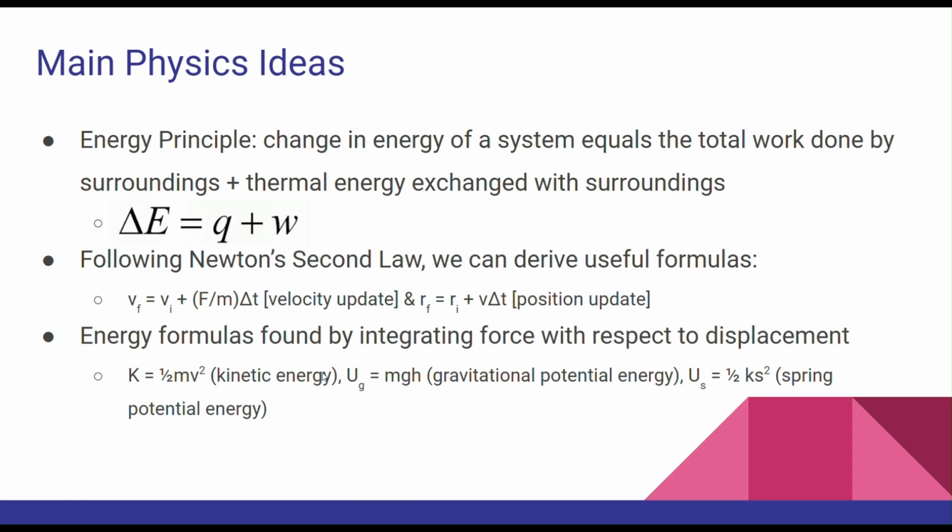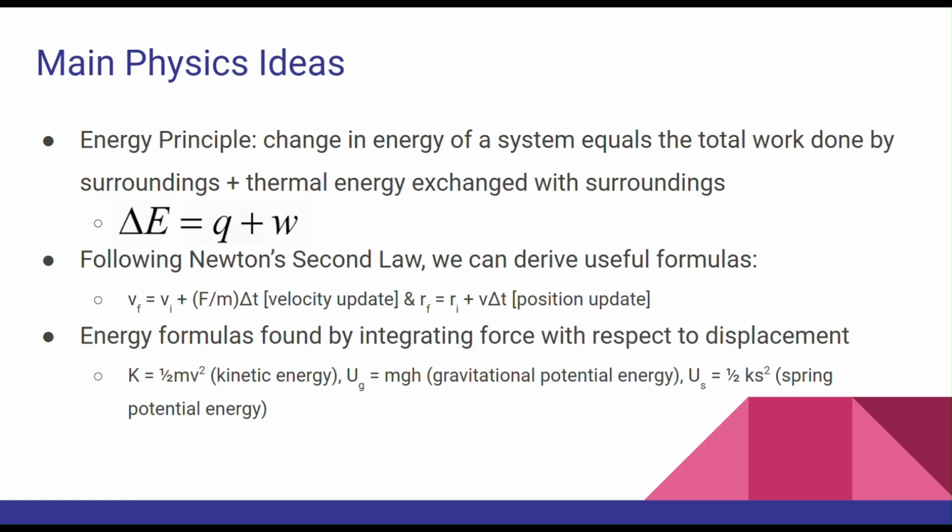What are our physics ideas? They include the energy principle, which says that the change in energy of a system equals the total work done by the surroundings plus thermal energy exchanged with the surroundings. And since there is no thermal energy change here at all, Q is negligible, and W can be found as the change in energy from the outside forces, which is also going to be zero because there's no change in energy, as shown by our graphs later on in the slideshow.